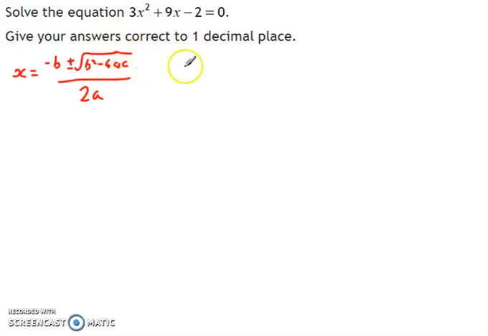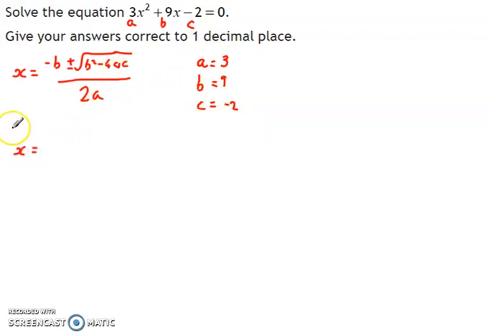So if I look at this, I can determine my a, my b and my c simply by looking at it. In this case, my a is the coefficient of x squared, which is 3. My b is the coefficient of x, which is 9. And my c is the constant at the end. This includes the sign as well, negative 2. So I've got my a, my b and my c. I can now just plug it in.